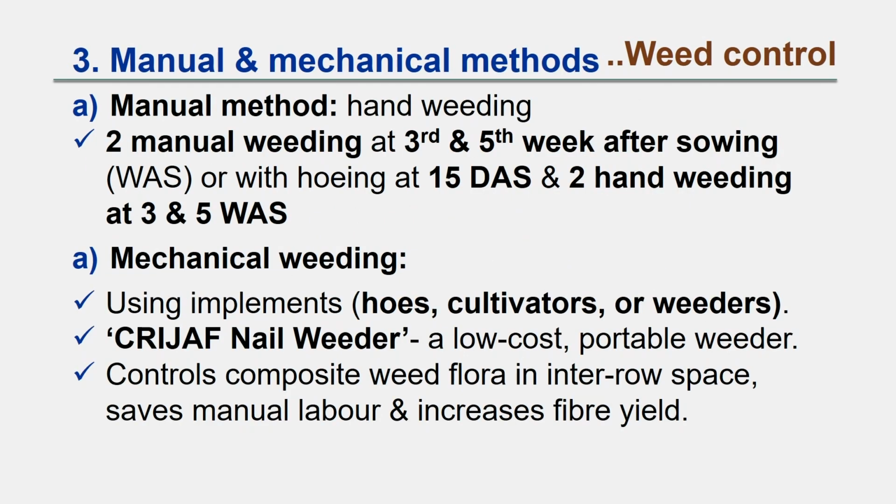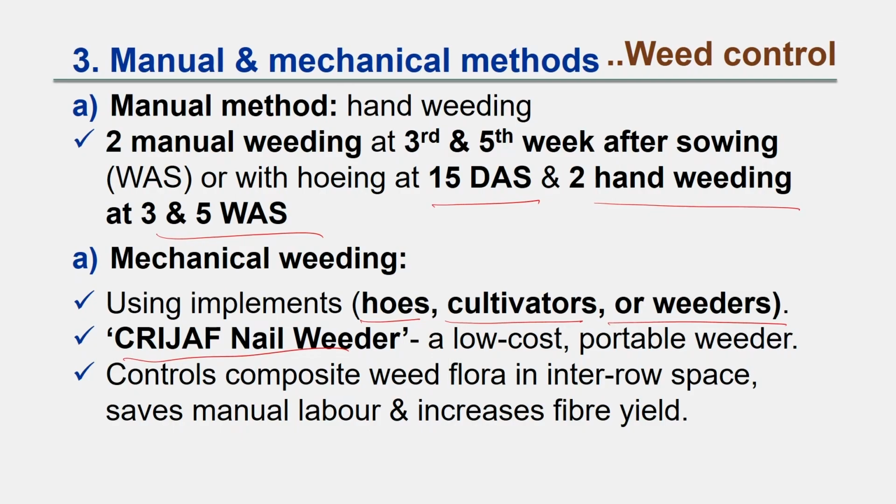Manual and mechanical methods are also available for control of weeds in jute crop. Manual methods means by human beings. Hand weeding can be done by using khurpi or other implements: two manual weedings at 3rd and 5th week after sowing, or hoeing at 15 days after sowing and two hand weedings at 3 and 5 weeks after sowing. So this is how manual weeding can be done. Mechanical weeding can also be done with the help of machines, using implements like hoeing machines, hoes, cultivators or weeders, and the CRIJAF nail weeder.